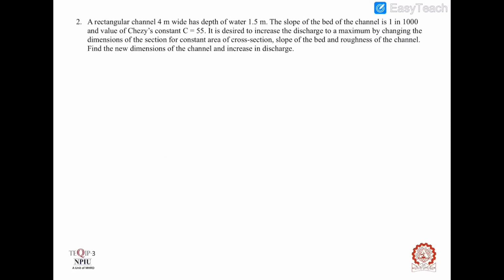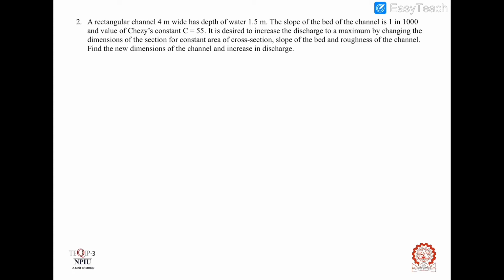Now we come to the next problem. A rectangular channel 4 meter wide has the depth of flow 1.5 meter. The slope of the bed of the channel is 1 in 1000, and the value of Chezy's constant C is equal to 55. It is desired to increase the discharge to a maximum by changing the dimensions of the section for constant area of cross section, slope of the bed, and roughness of the channel. Find the new dimensions of the channel at increase in discharge.